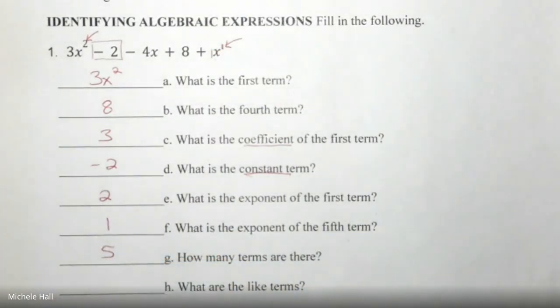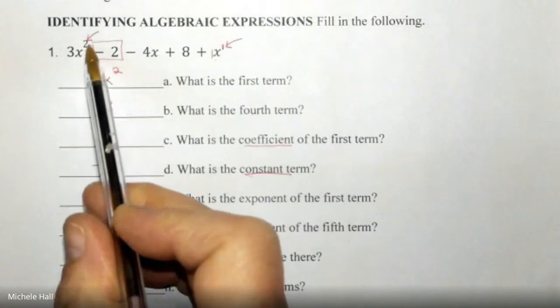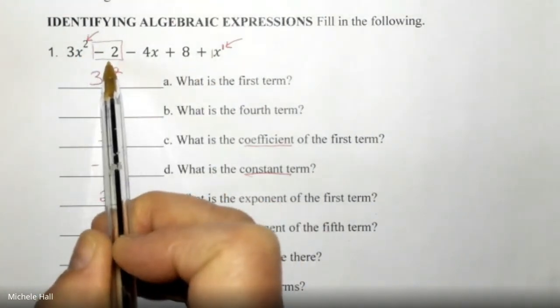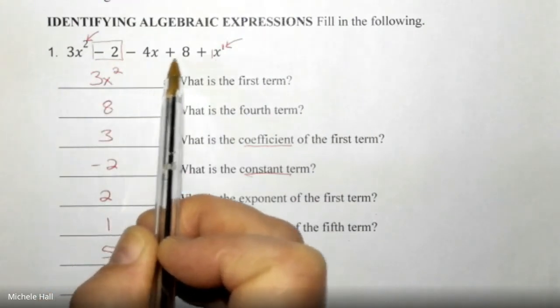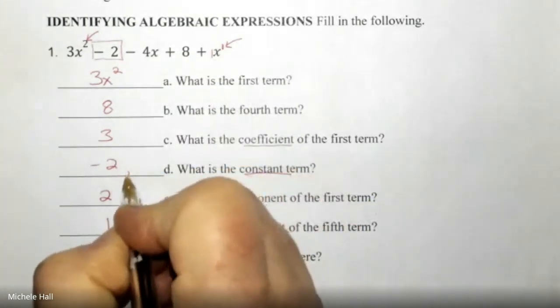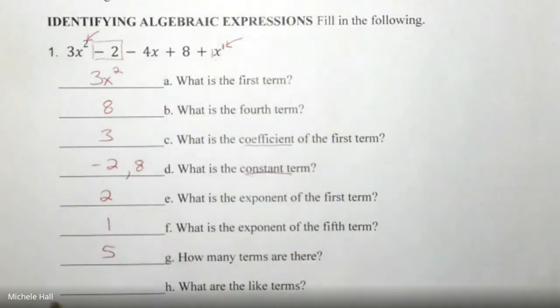What are like terms? What do we have for like terms? I have a 3x squared. Do I have any other x squares? No. There's a constant of -2. Are there any other constants that don't have variables? I need to go back and put that here as well. That is a constant term, 8. So those would be like terms, -2, 8.